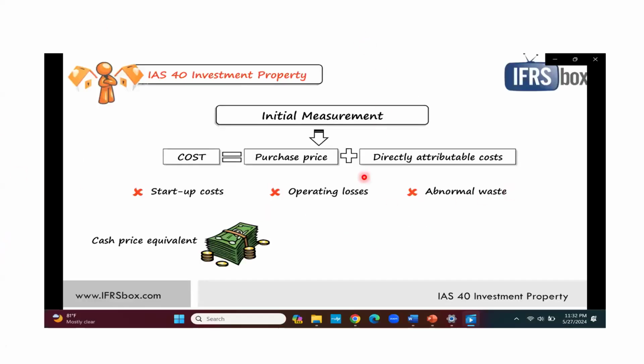So this is what I've said so far. Initial measurement should be at cost, and cost is basically the cash or cash equivalent paid, or the fair value of consideration given, to acquire the asset. The formula is the purchase price plus the directly attributable cost. The cost of the asset does not include startup costs, operating losses, or abnormal waste. So this is what I've said about the initial measurement, which is the cost.